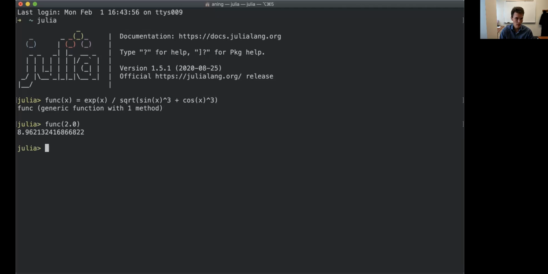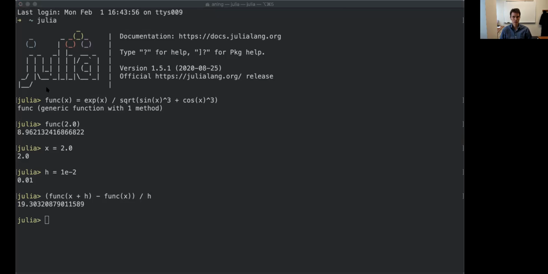That's great. So I want to evaluate a derivative. So let's try to choose a step size. Let's say x equals 2. And let's pick a step size. Remember that h. Let's try something like 1e to the minus 2. So remember our formula is going to be the function at x plus h minus the function at x all divided by h. So that's an estimate for my derivative. It's 19.3032.